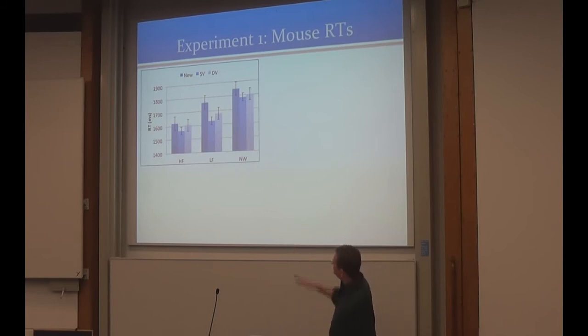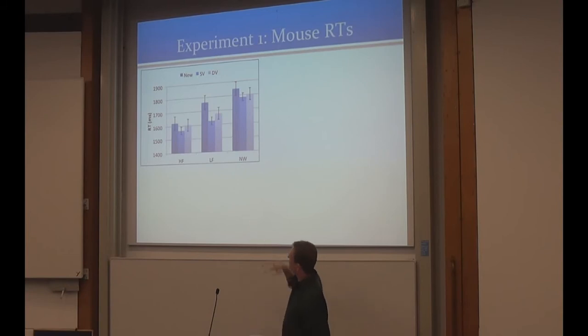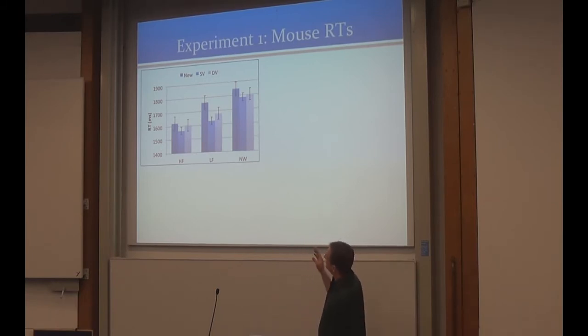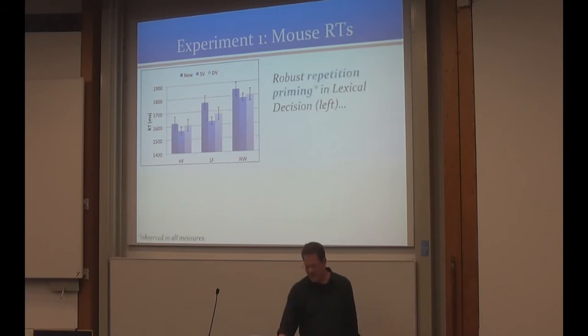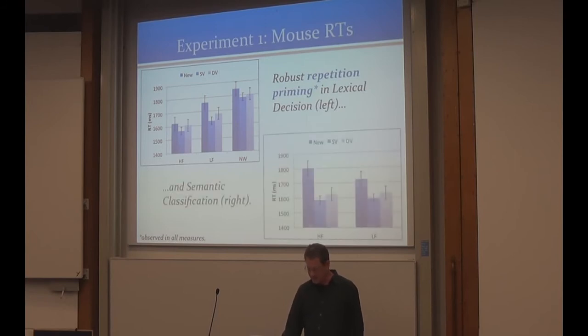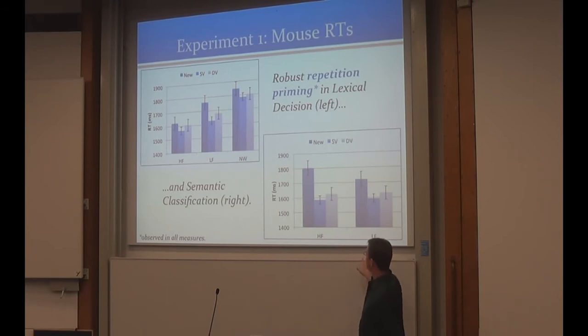The new items shown on the far left of each set of 3 bars are always slightly slower than the old items, so we're getting a bit of a priming effect, but it's not really robust. No voice effect at all. It looks like there's a voice effect, but in fact it's not significant. So we got robust repetition priming, and we got robust repetition priming in semantic classification as well.